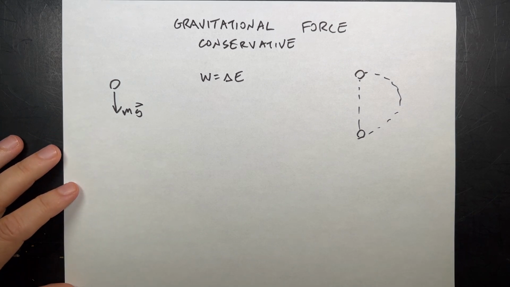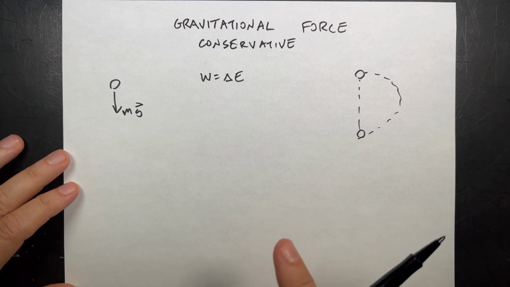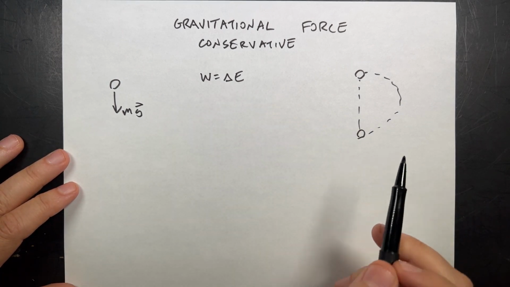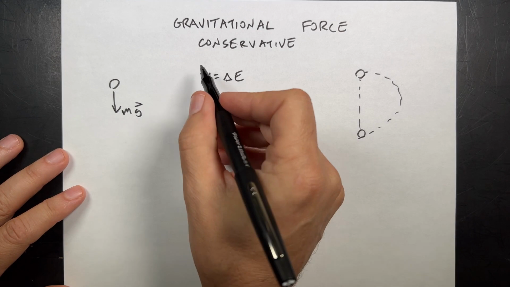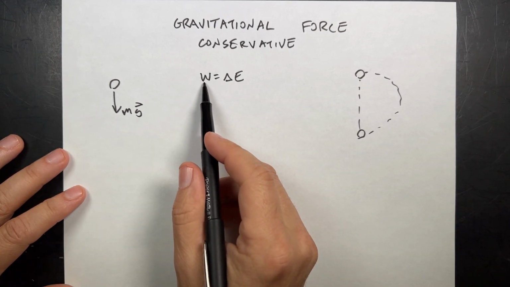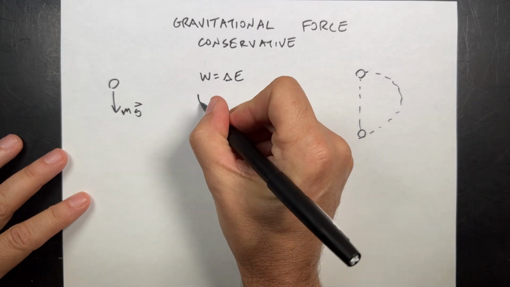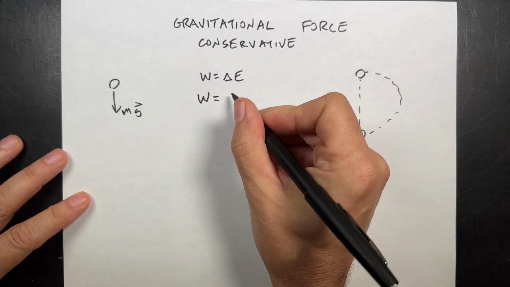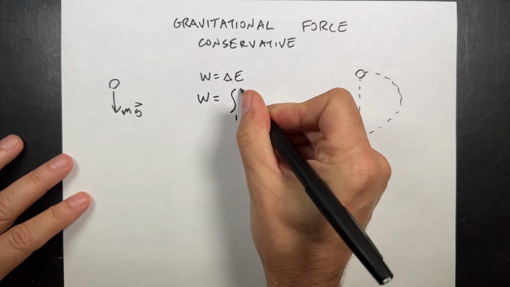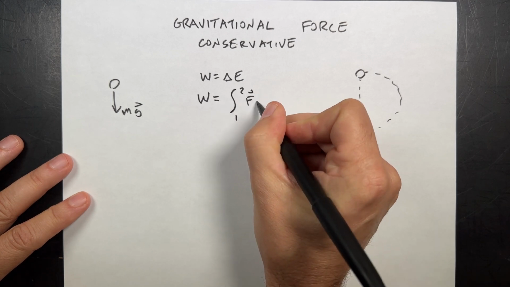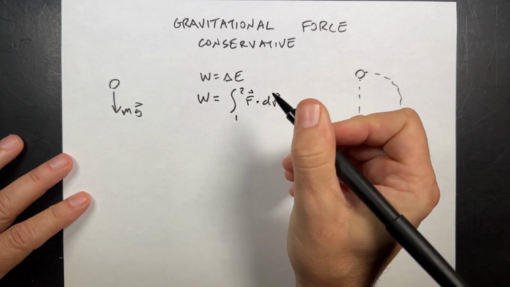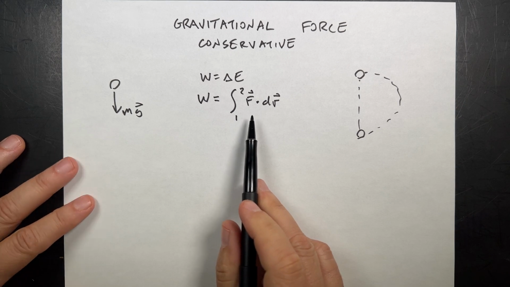And what does conservative mean, and who cares? Just a brief review, because I want to get into the program, since that's really the fun part. We have the work-energy theorem. This says the work done by some force is equal to the change in energy of the system. And we define work as an integral from point 1 to point 2 of F dot dr. And that's a path integral for a complicated situation, right?